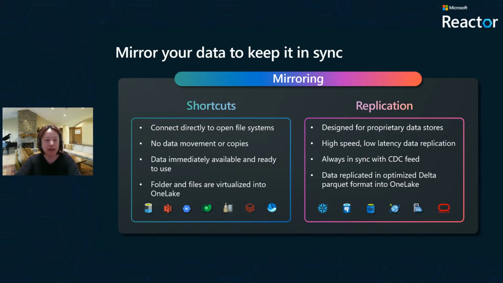So we talked about different file systems that can be accessed through the shortcuts. What about other types of data systems? Here, I'd like to introduce mirroring as well. With mirroring, you can replicate data from different types of databases with near real-time latency. And behind the scenes, it leverages the change data capture mechanism to bring the data over to the OneLake. And the data is replicated into the Delta Parquet format, so it can be consumed performantly inside the OneLake.